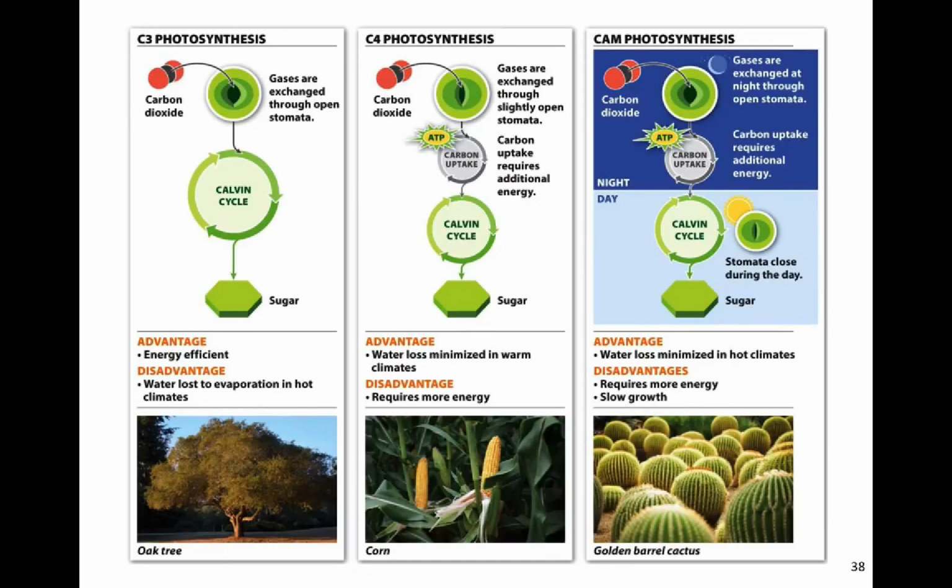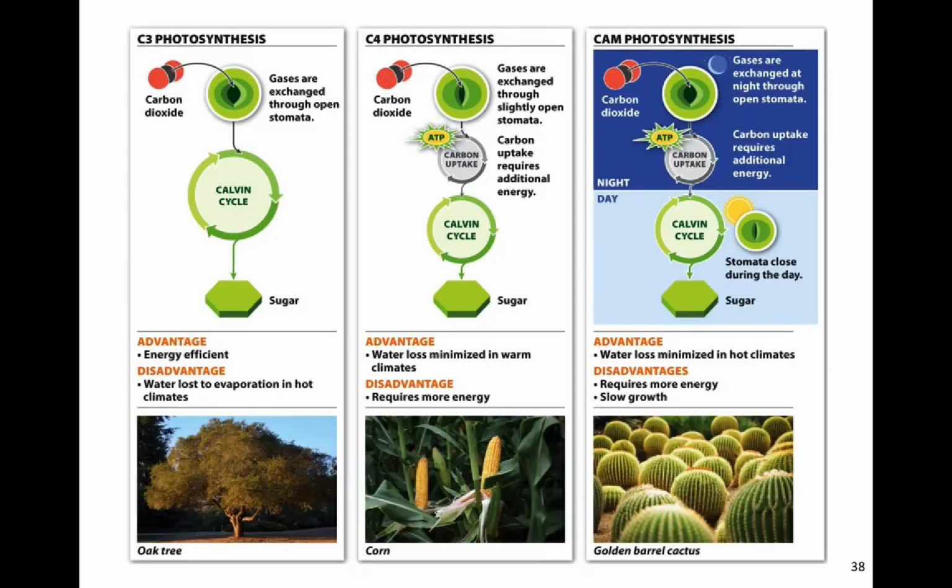And then that material is going to be used in the Calvin cycle just like it would normally be, and we're going to produce the sugar, or the G3P, at the end. And then CAM photosynthesis is when gases are exchanged through the stomata only at night, and the carbon uptake requires some additional energy. And then during the day, additional energy is needed to turn it into malic acid for storage overnight. And then once the light comes out in the daytime, that malic acid can be reconverted back to a product that can be sent through the Calvin cycle to produce the glucose at the end.